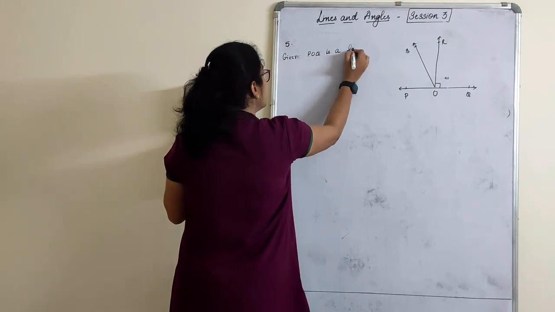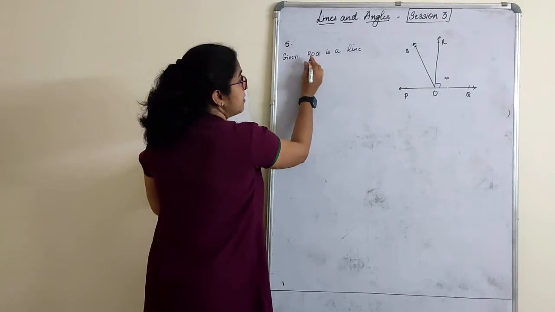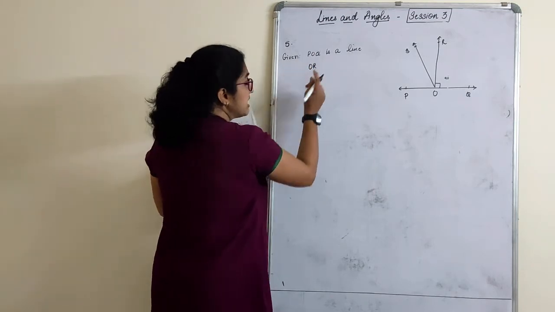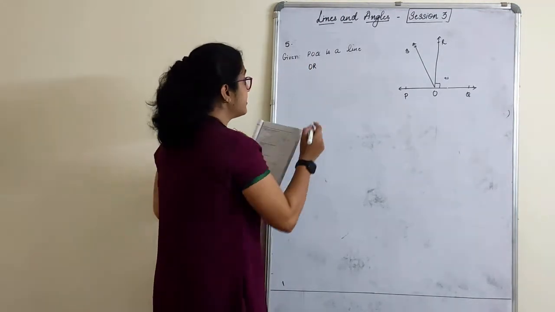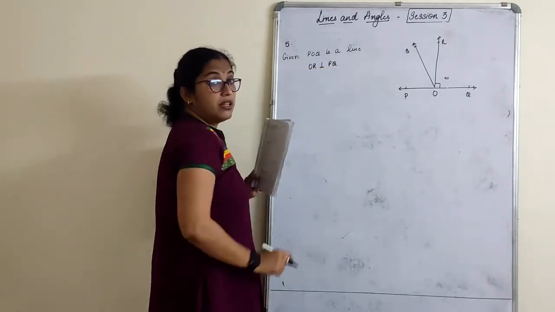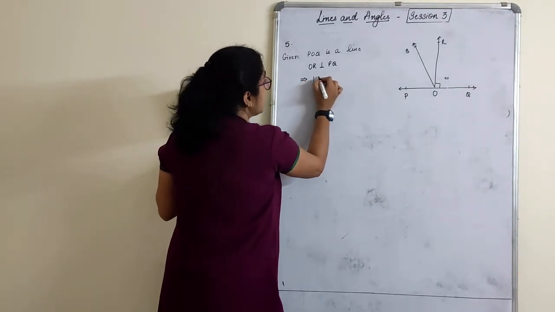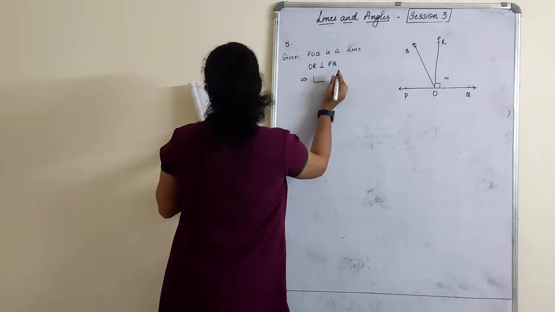POQ is a line. OR is perpendicular to PQ. This is a simple statement we write. So if it is perpendicular, this implies angle QOR we will write.